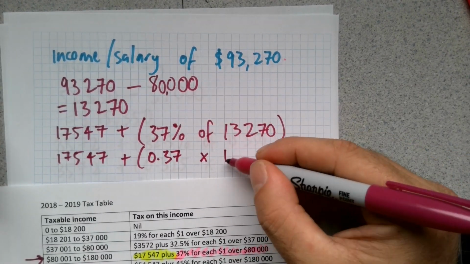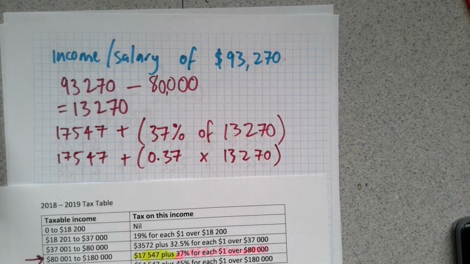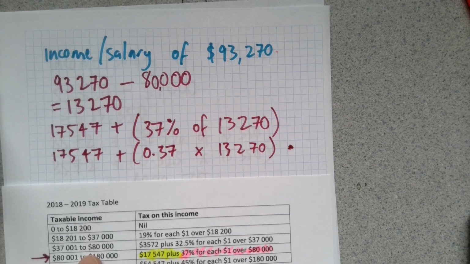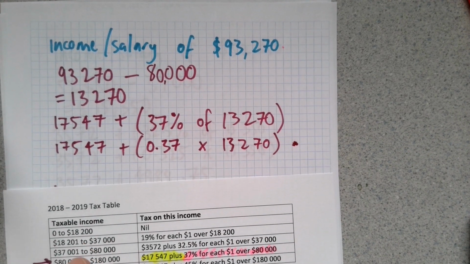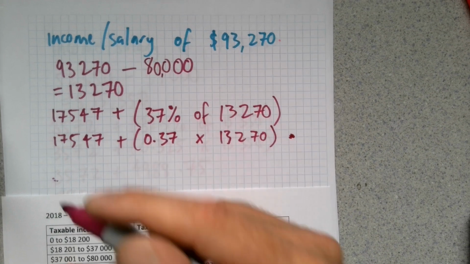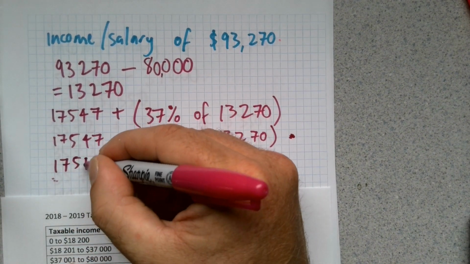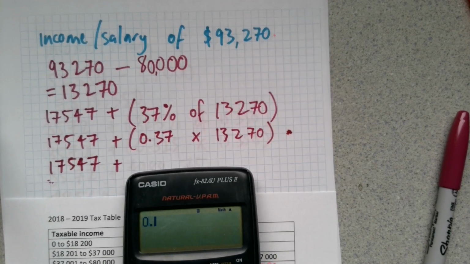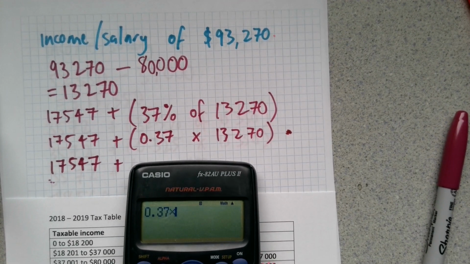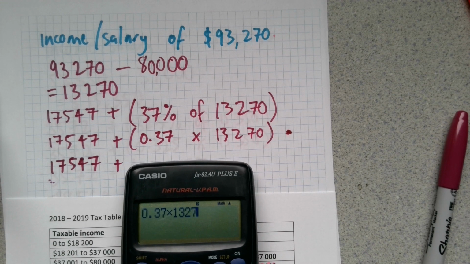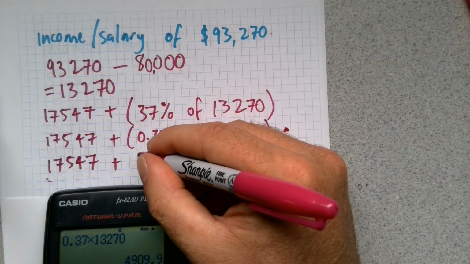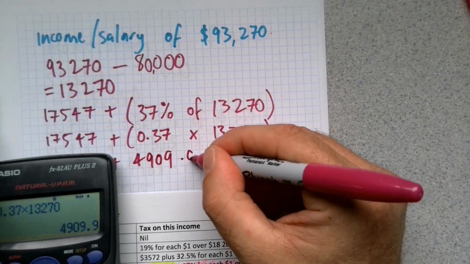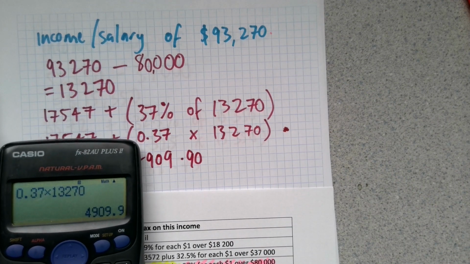0.37 times 13270. If you wanted to, guys, you could actually put this whole thing straight in your calculator like that to work it out for you. But let's just, for the sake of this video, keep doing it the way we've been doing it. So 17,547 plus, grab my calculator, again 0.37 times by 13,270, which gives me 4,909.90. Then it's just a matter of adding these two amounts together.